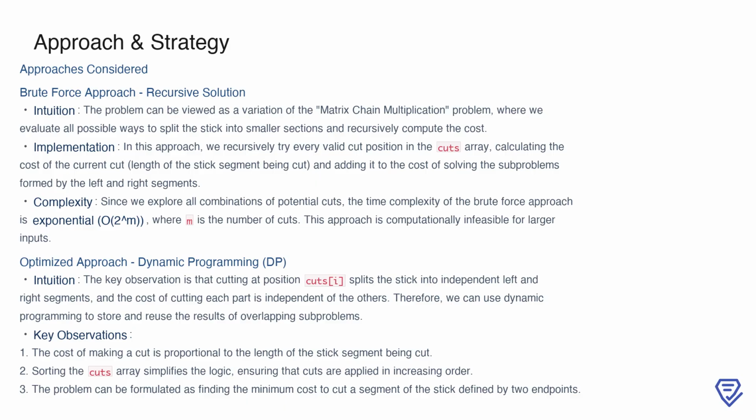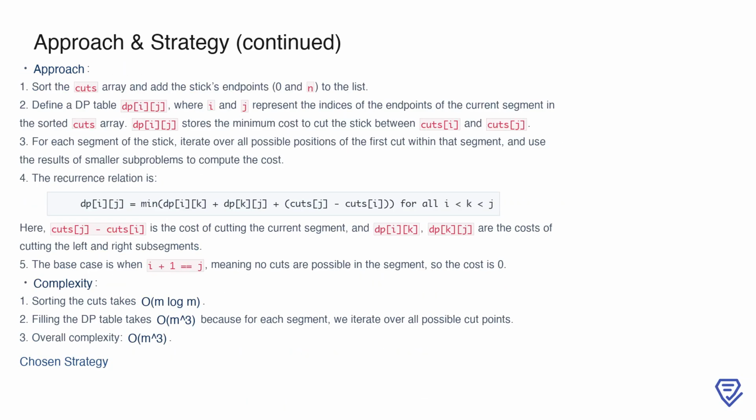The cost of cutting each part is independent of the others, allowing us to store and reuse results of overlapping subproblems. By observing that the cost of a cut depends only on the segment length and that sorting the cuts simplifies the logic, the problem can be reformulated to find the minimum cost of cutting a segment defined by two endpoints. To implement the dynamic programming approach, we start by sorting the cuts array and adding the stick's endpoints, 0 and n, to the list.